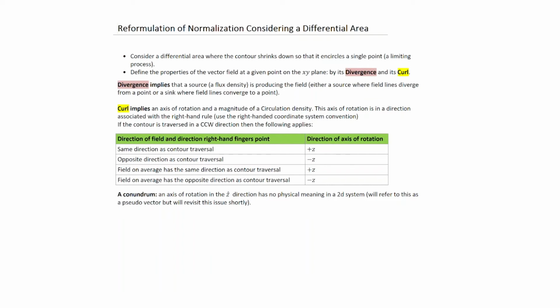Now this brings a bit of a conundrum because we're dealing with a 2D problem. How can we talk about an axis of rotation being in the z direction when we've restricted ourselves to a 2D problem? We'll refer to this issue later, but let's say for now that this axis of rotation in 2D is going to be called a pseudovector. It's a pseudovector because we cannot explain it in any other way. It has the properties of a vector, but clearly it doesn't exist in 2D. We'll be coming to this shortly in a subsequent lecture.